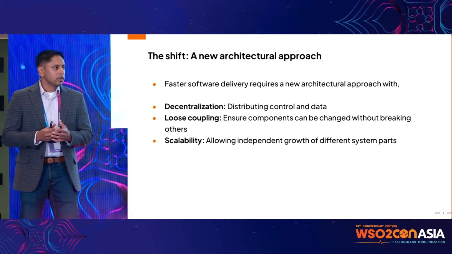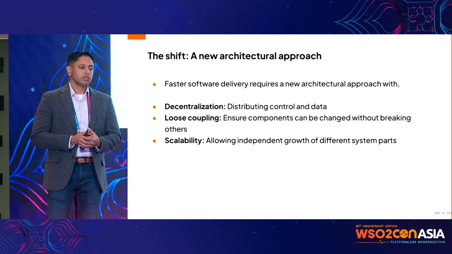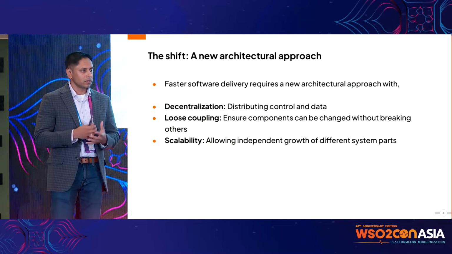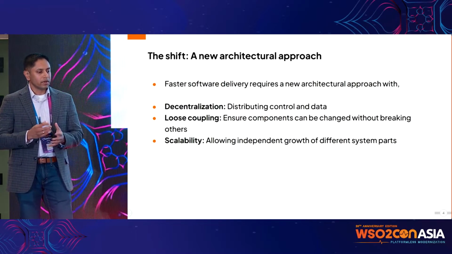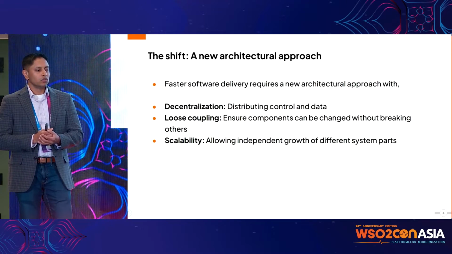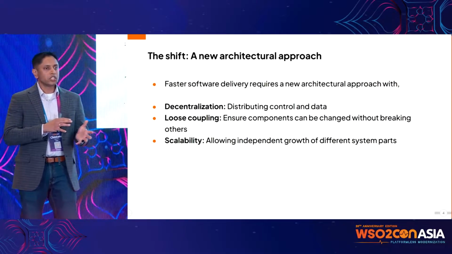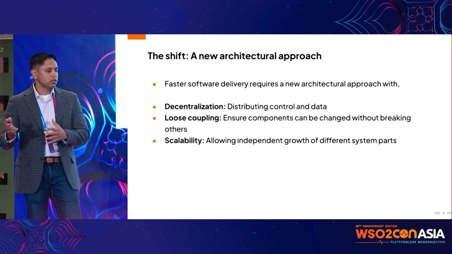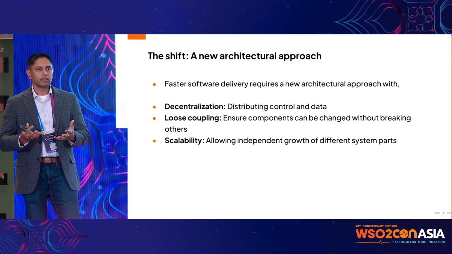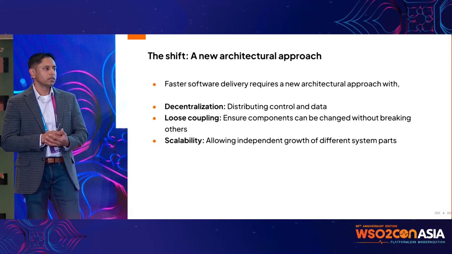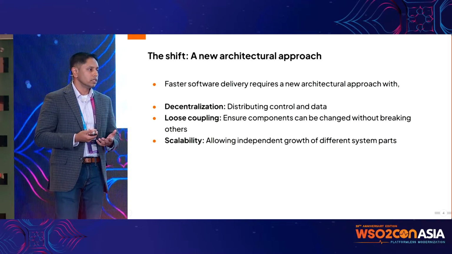So this new architecture is based on three key ideas. First, decentralization. Rather than having a central model, you distribute control and data, and they are loosely coupled components. Having loosely coupled components is important because you can make changes to a system without breaking other parts of the system. And rather than scaling the entire system, we scale independent portions of the system based on their data, use cases and usage patterns.